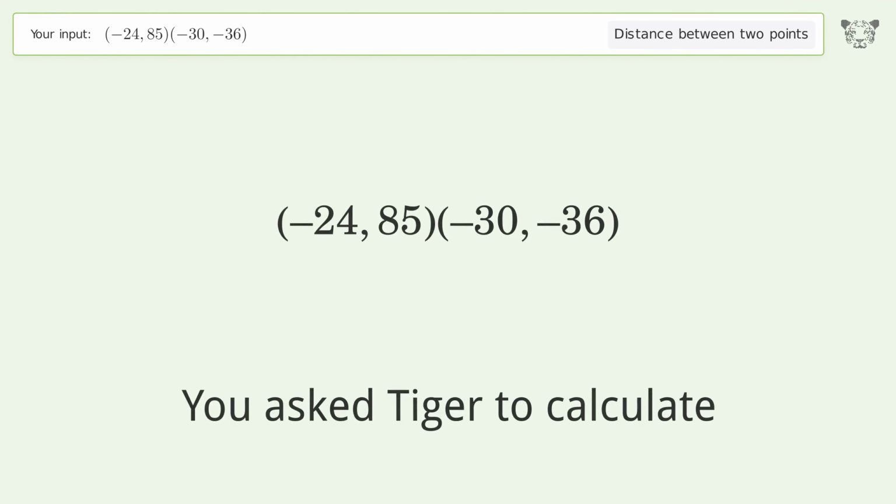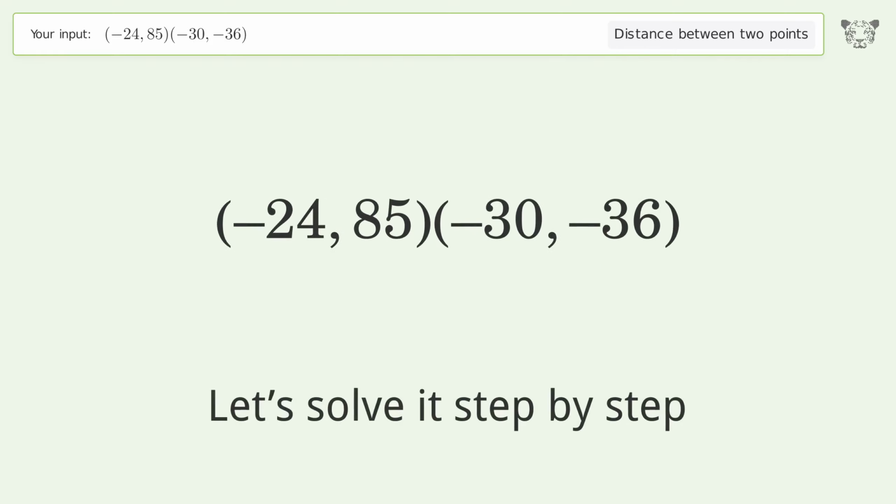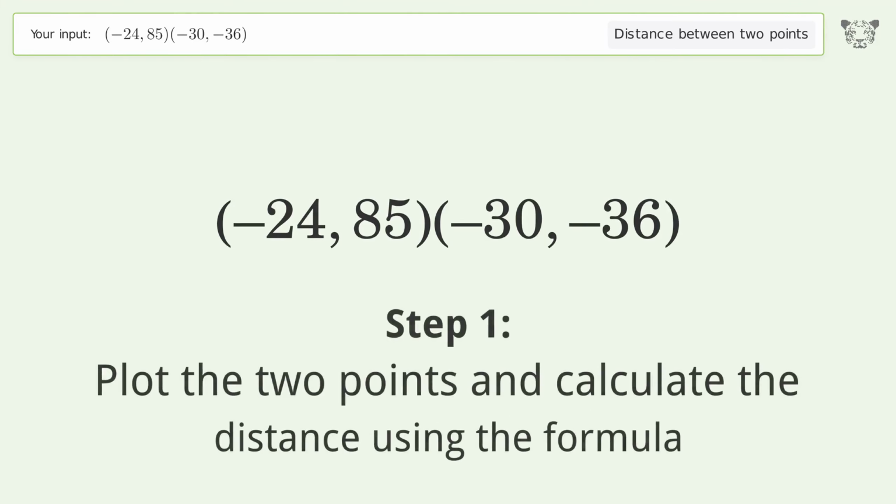You ask Tiger to calculate. This deals with the distance between 2 points. The distance between the 2 points is the square root of 14,677, or 121.149. Let's solve it step by step. Plot the 2 points and calculate the distance using the formula.